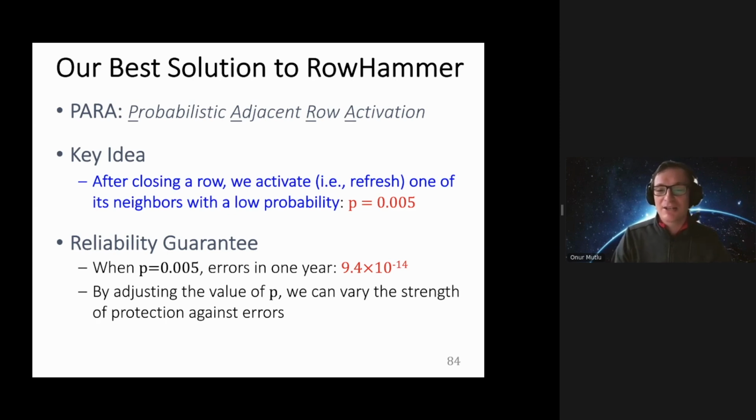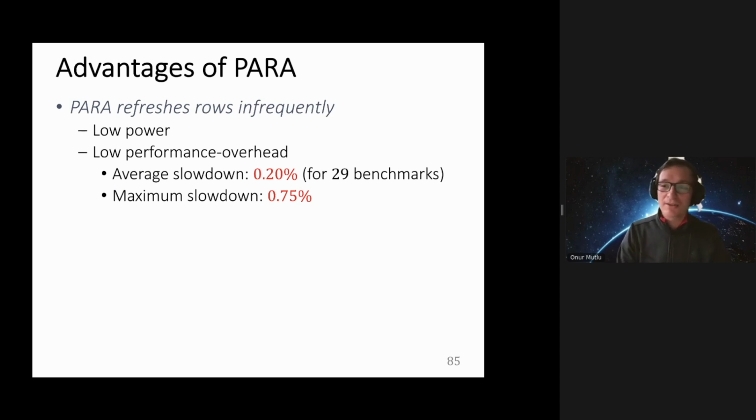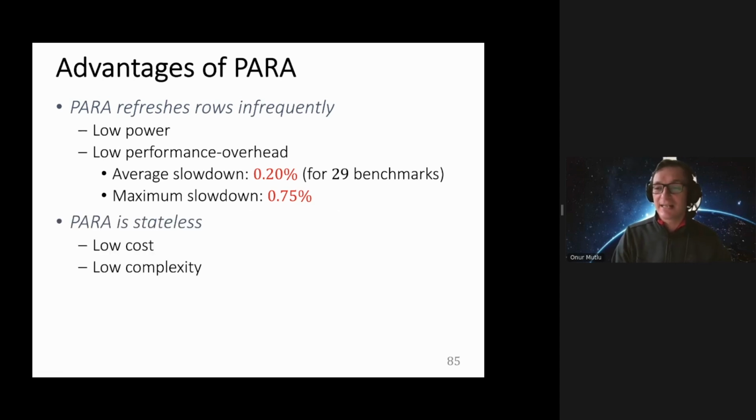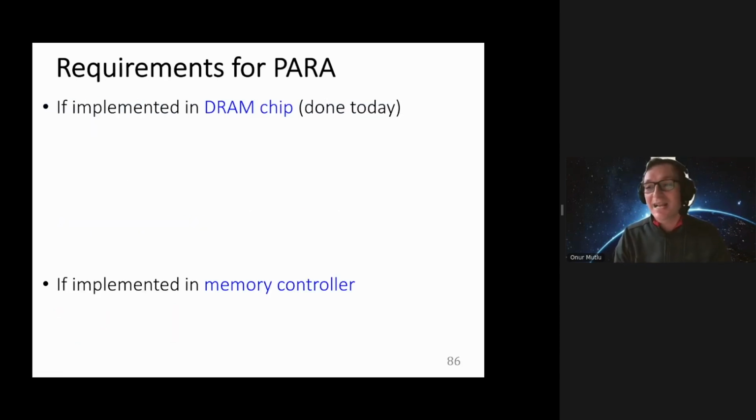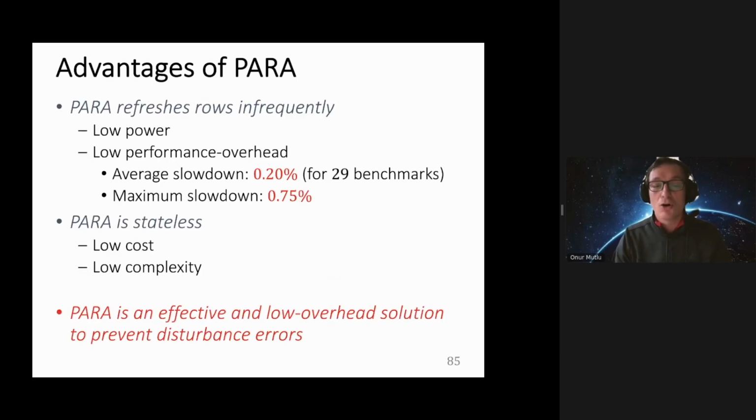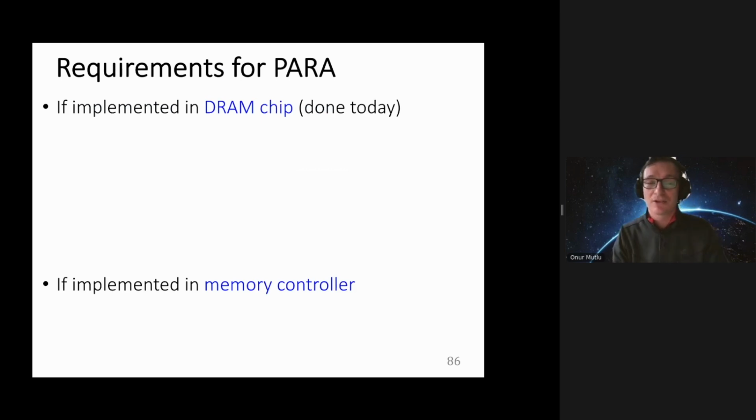And as I said, you can change the reliability and security guarantee that you get by changing the value of P. So the advantage of PARA is this is low power and low performance overhead, because you don't need to keep track of any rows over here. It's essentially stateless, low cost and low complexity. And we said that this is an effective and low overhead solution to prevent these disturbance errors. And I still believe that, actually, but I will show you some results from recent chips that show that the overheads of PARA increases as the vulnerability of the chip increases. So this cannot be employed right away, because you need to either change the DRAM chip or the memory controller.